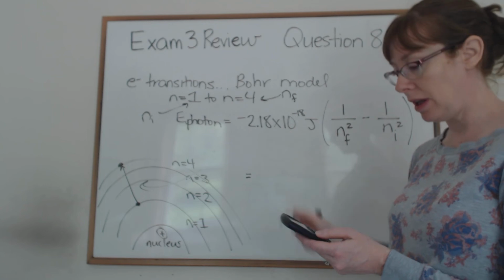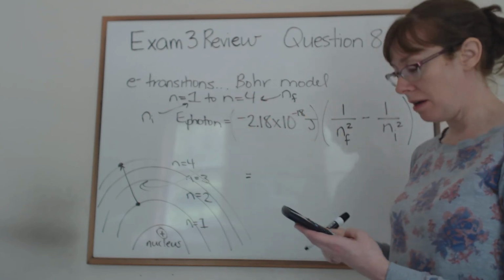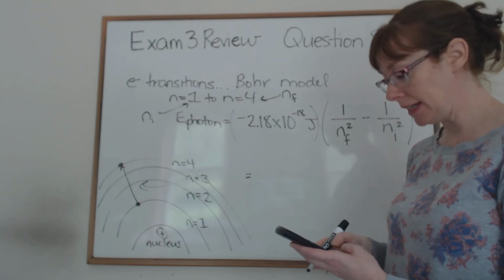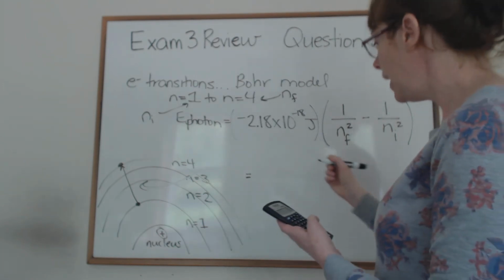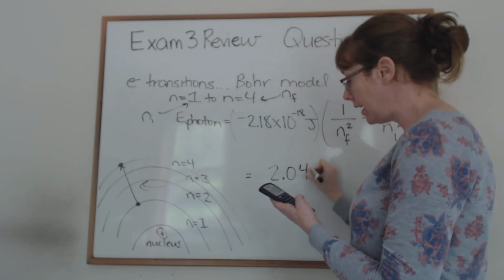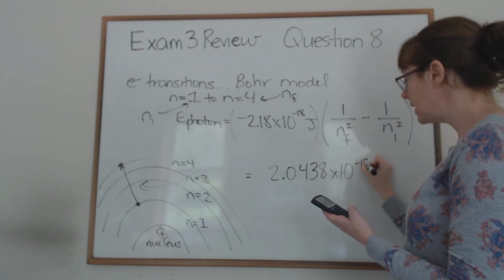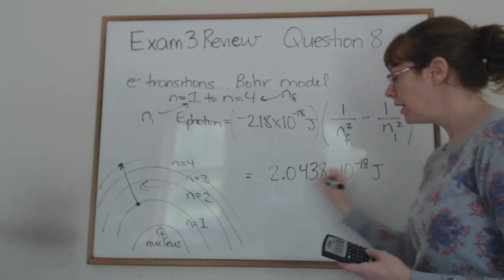And I'm timesing that by this number here, negative 2.18. I'm putting the whole thing in parentheses. Negative 2.18 times 10 to the negative 18th. And I'm getting 2.0438. I'm not going to round too much because I'm not really done yet. Times 10 to the negative 18th joules as an answer.